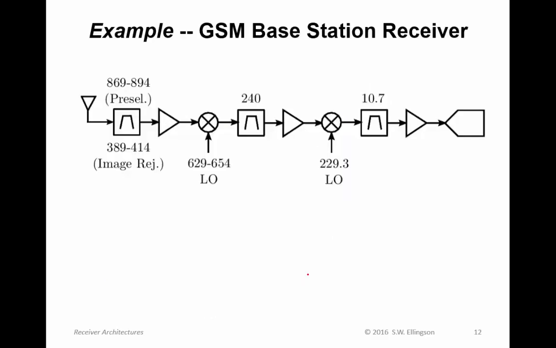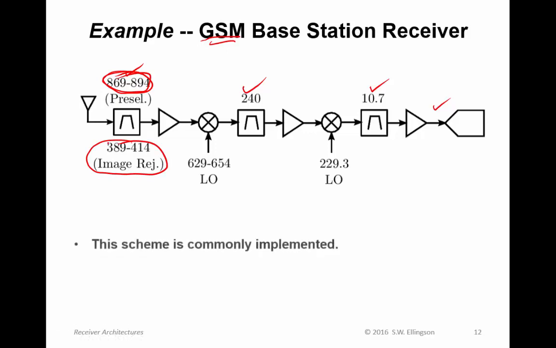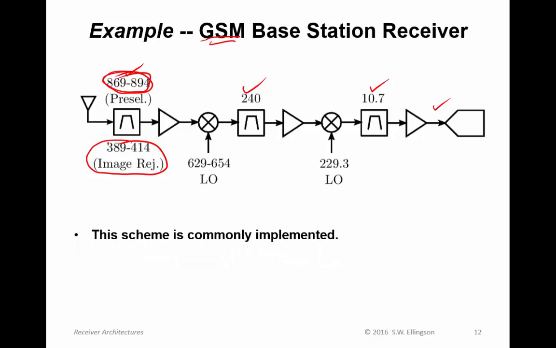Here's yet another example, a GSM base station receiver. GSM is a cellular protocol, becoming less common these days, but still appears in a big chunk of the world. Let's say we have this frequency range and we want to produce a signal here. Well, one way to do this is to go to an IF of 240 megahertz and then to an IF of 10.7 megahertz. That puts image frequencies in the range 389 to 414 megahertz. And this scheme is very commonly implemented.